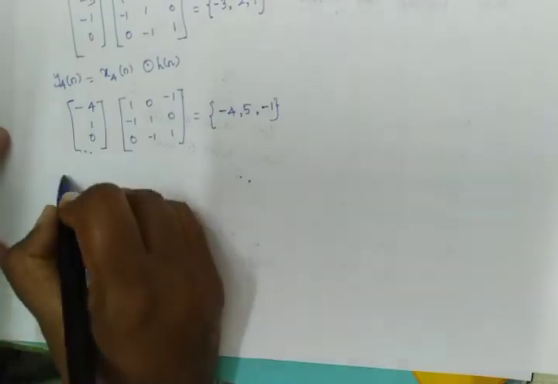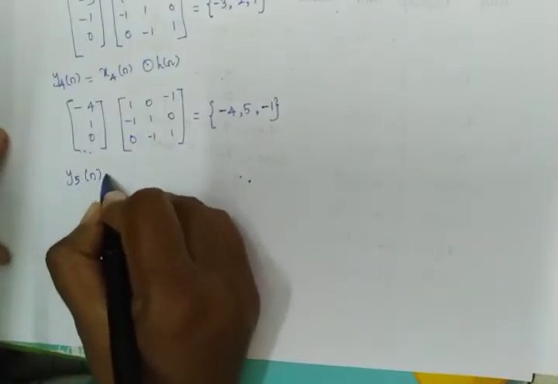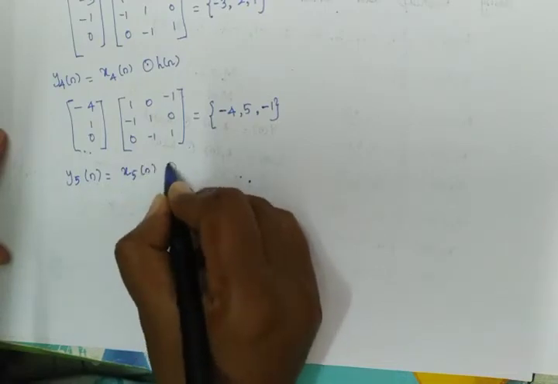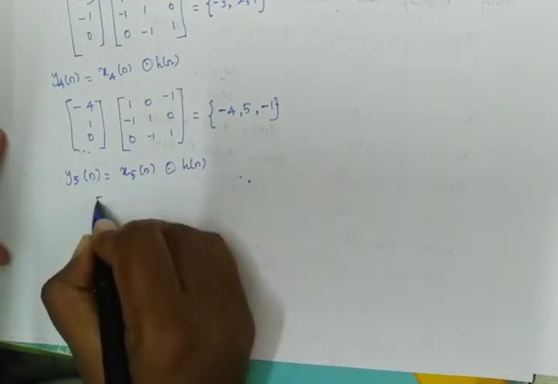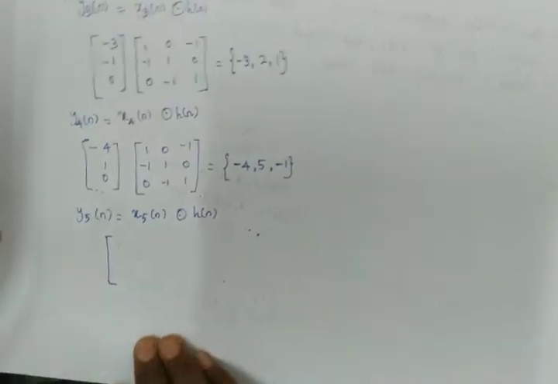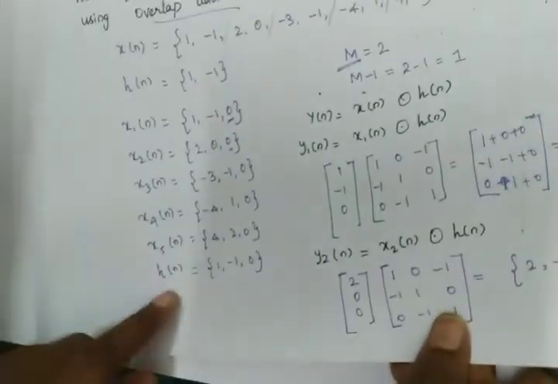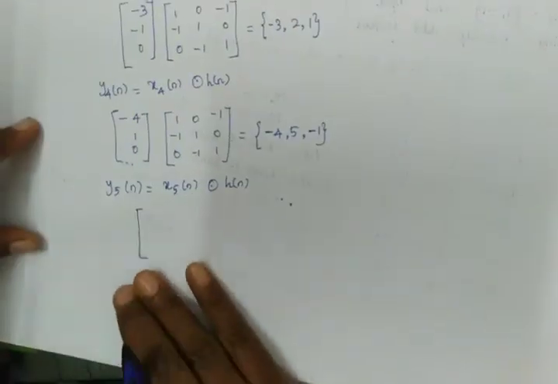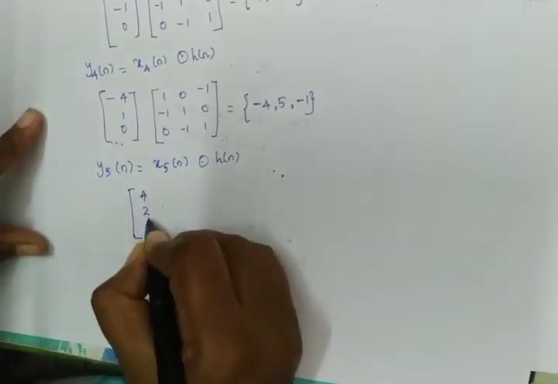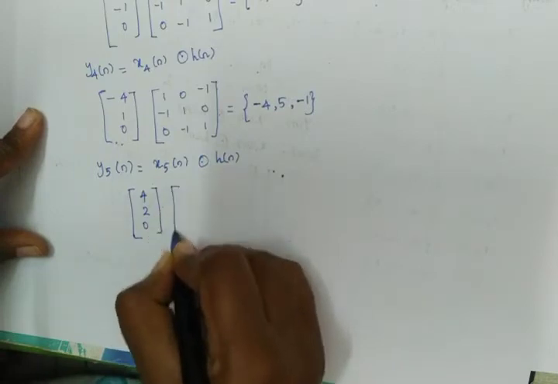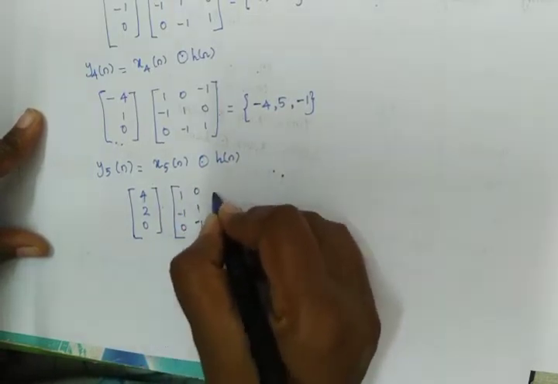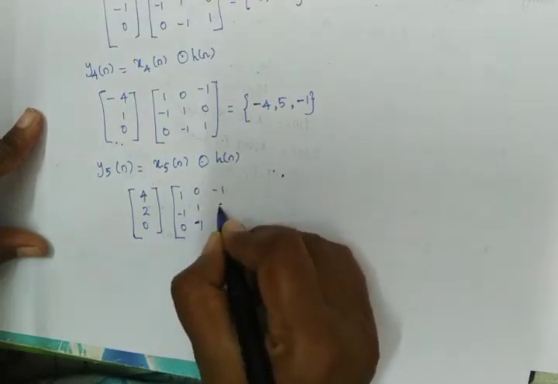Then y5 of n, which is equal to x5 of n circular convoluted with h of n. What is our y5 of n? Now check this, what is y5 of n? So x5 of n is equal to 4 2 0. Here we have 4 2 0, which is circular convoluted with 1 minus 1 0, 0 1 minus 1, and here it is minus 1 0 1.